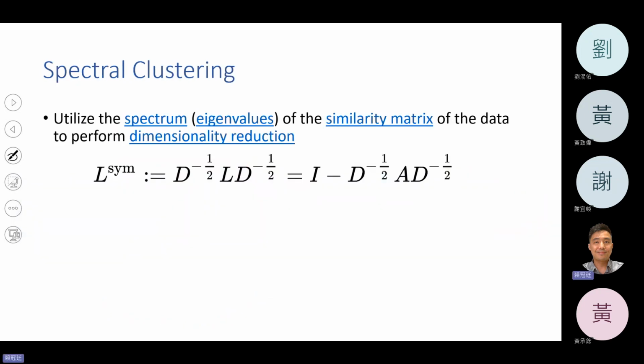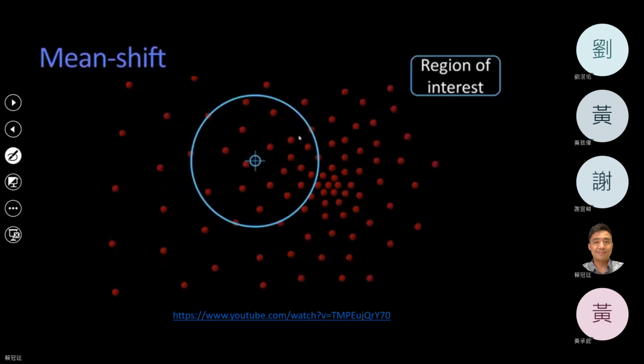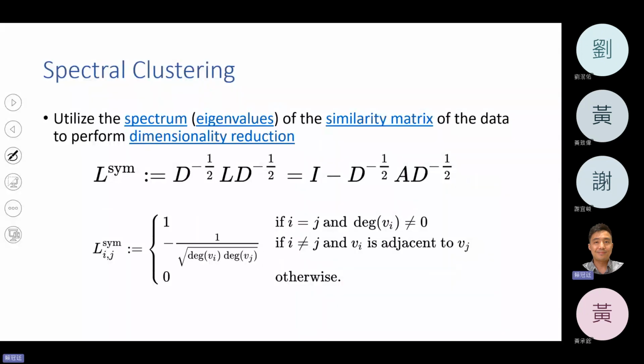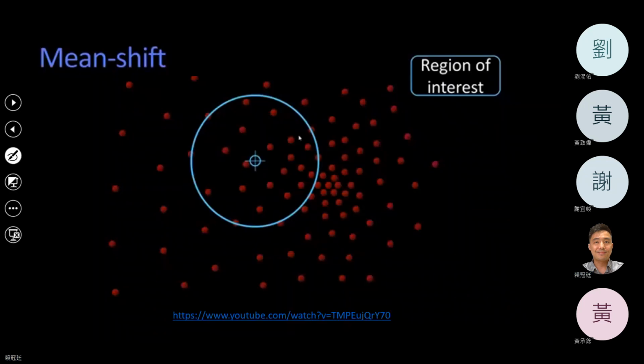Then we can use the Laplacian to do clustering. The Laplacian matrix, we normalize like this. So we can calculate the eigenvalues of the Laplacian matrix and use the eigenvectors as the clusters, something like that. Okay, so another method is mean shift.